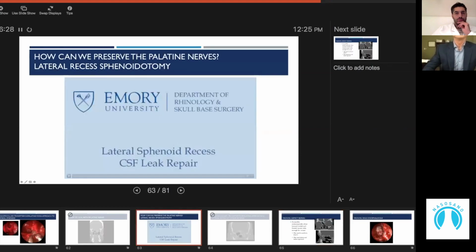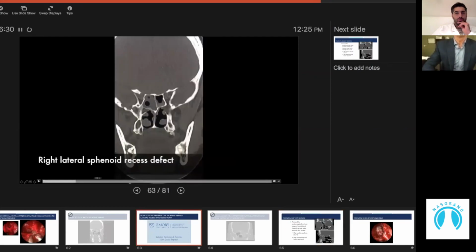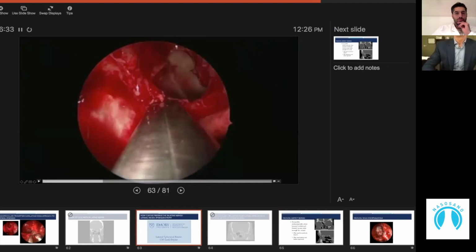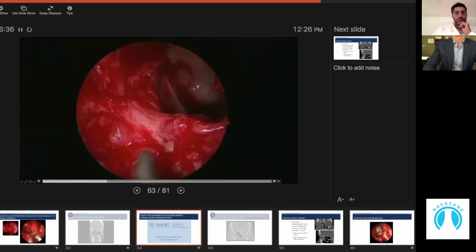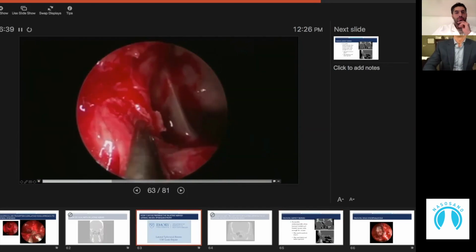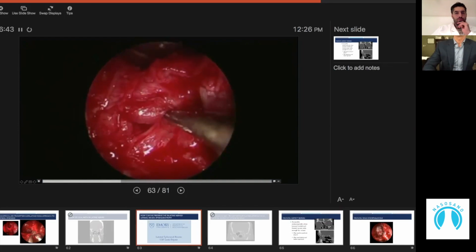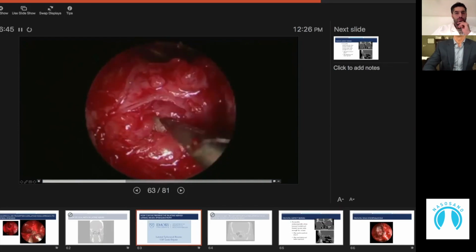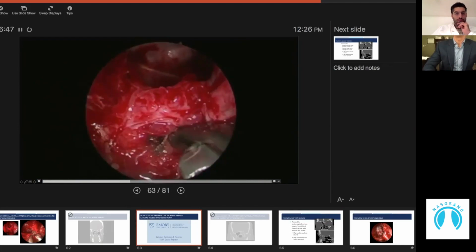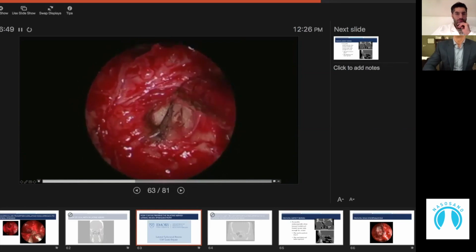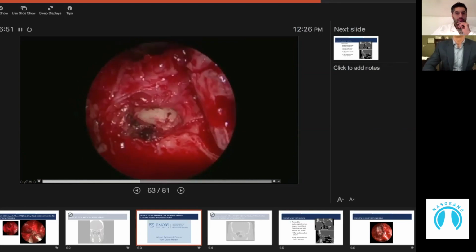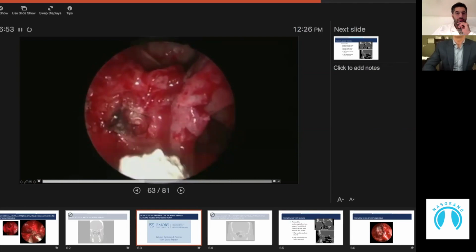Let's go back here. Same approach, but we're going to try to preserve that palatine nerve. So here's a medial approach. Now we have the pterygopalatine fossa and the internal maxillary artery. We're going to work around it to approach the face of the lateral recess of the sphenoid sinus.